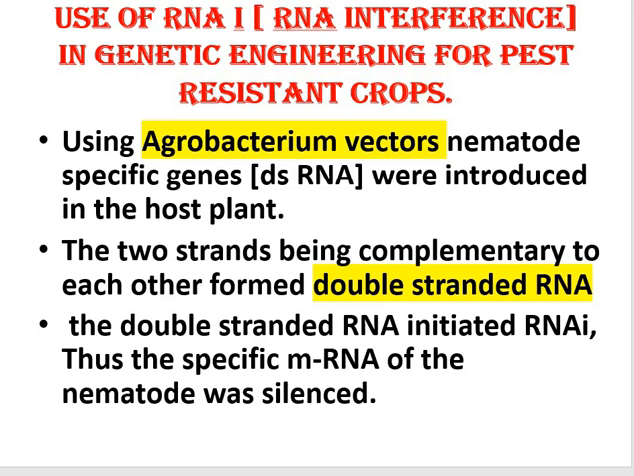Now you know students that agrobacterium is a bacteria which is responsible for causing tumors in plants. But in the agrobacterium vector, the tumor causing genes are now removed and the specific genes are introduced. In this case, the specific genes were the double-stranded RNA of the nematode Meloidogyne incognita. So as soon as this double-stranded RNA entered inside the plant system, the mechanism of RNAi was initiated.